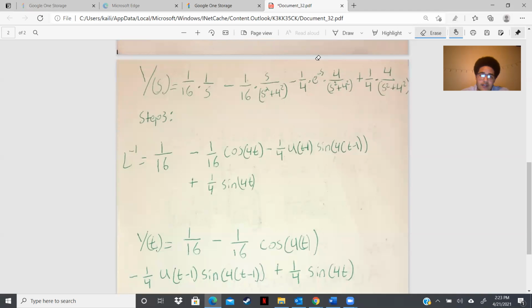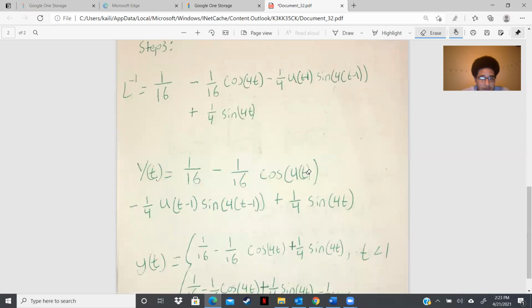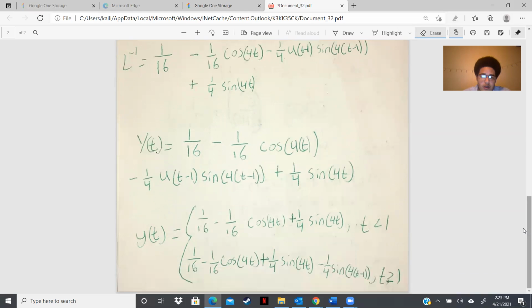And since this is e to the negative s, that's going to be the unit step. So we got 1 over 4 times the unit step at t minus 1, times sine of 4 times t minus 1. And this is the same thing as the one prior without the unit step, so it's just 1 over 4 times sine 4t. And that's our y of t right there. Same thing, I just rewrote it to make it look prettier. Then our final answer is the same, but prettier.